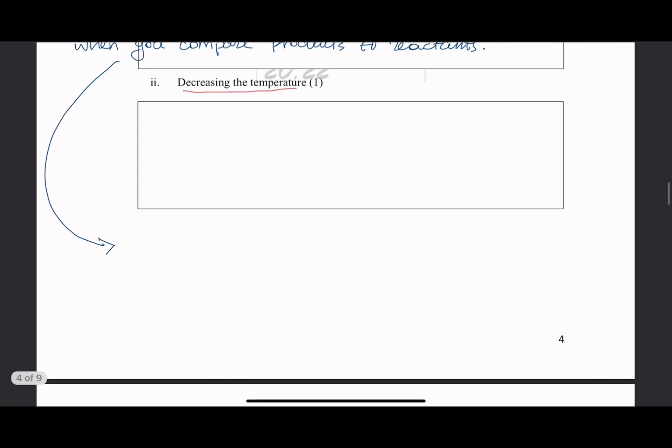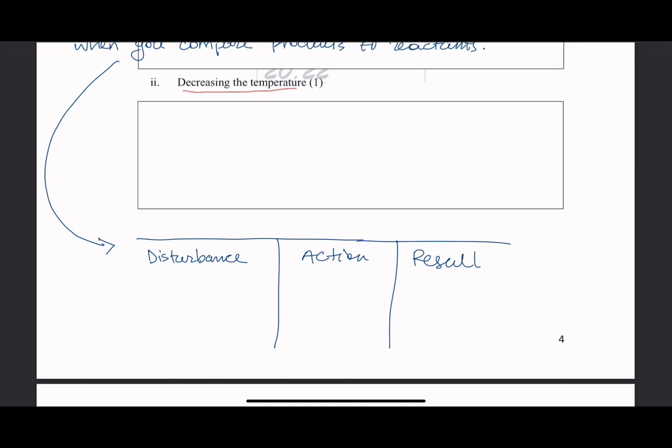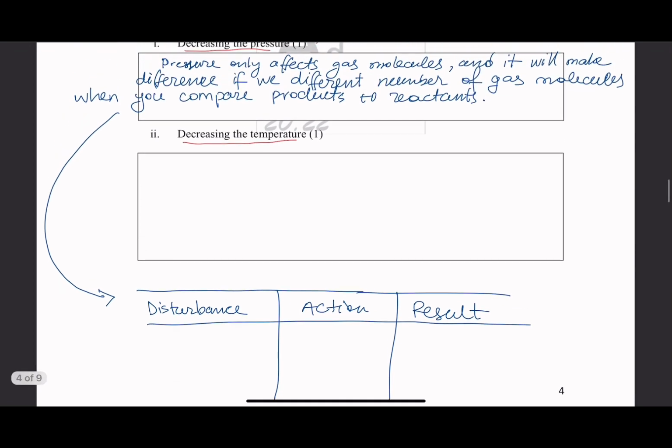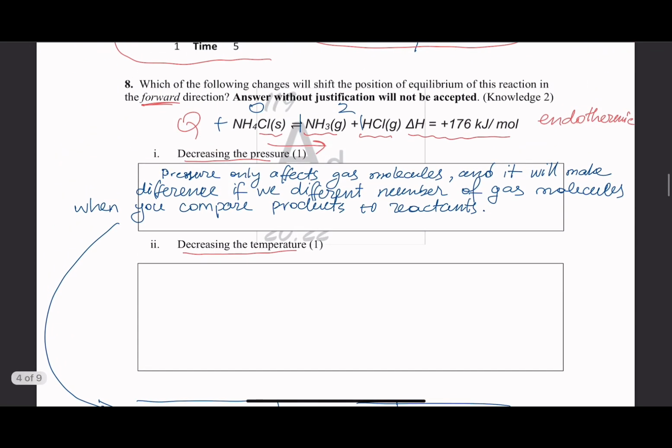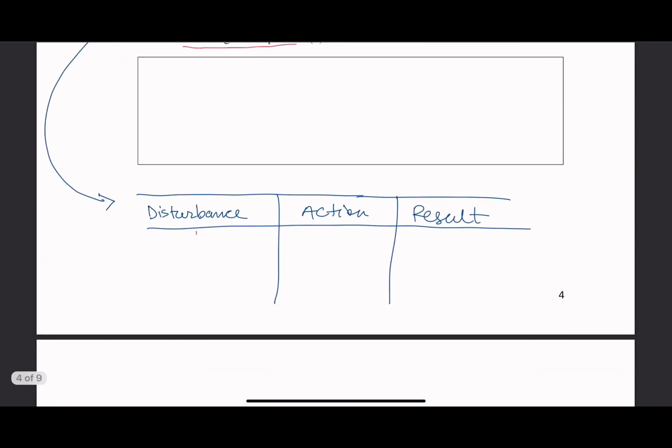We're going to make the table of disturbance, action, and result. Okay. So the disturbance is decreasing the pressure. From Le Chatelier's principle, we know that we will counteract whatever the disturbance is. So the system will try to increase the pressure.